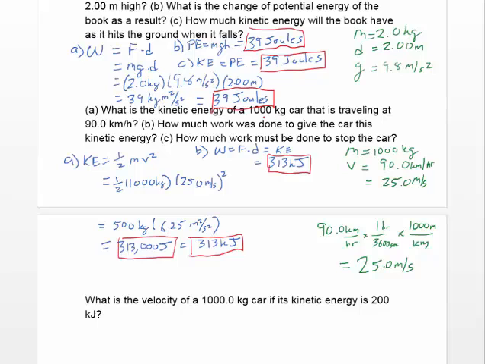How much work must be done to stop the car? That's the last part, part C. Well, the work to stop the car will be exactly the same as the work to start the car. To get the car accelerated up there, it has a certain amount of energy. In order to stop it, we have to lose all that energy, so it would also be 313 kilojoules.